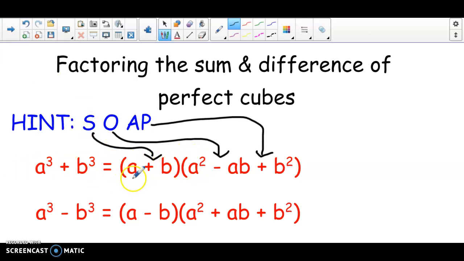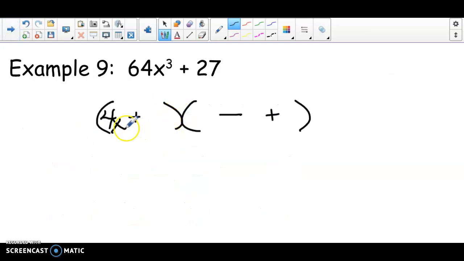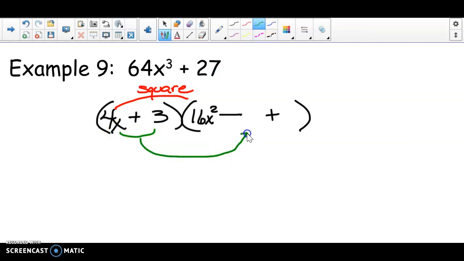Now I'm going to take this number and square it, then I'm going to multiply what's in that first parentheses together, and then I'm going to square the second term. So what do I get when I square 4x? I get 16x squared. What's the cube root of 27? That's 3. I'm going to multiply these two together. That goes in the middle. So 4x times 3 gives me 12x.